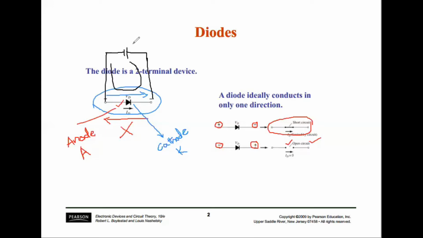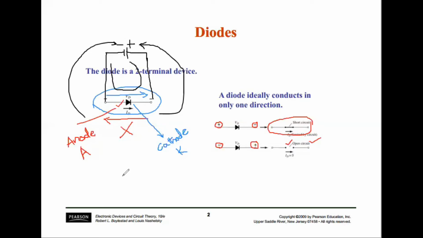So this is now positive and this is negative. When this is the scenario, you can see that the anode is connected with the negative terminal, while the cathode is connected with the positive terminal.